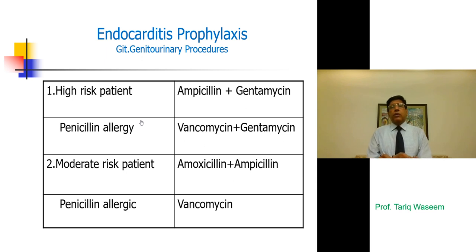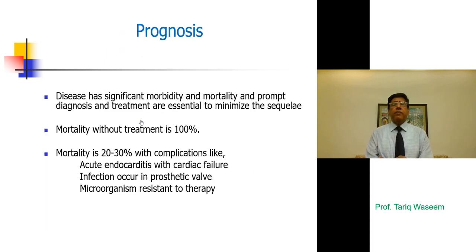In a high risk patient, you can give ampicillin and gentamicin. In a penicillin-allergic patient, you can give vancomycin plus gentamicin. If there is a moderate risk patient, you can rely on amoxicillin or penicillin, and in a penicillin-allergic patient, it would be vancomycin.